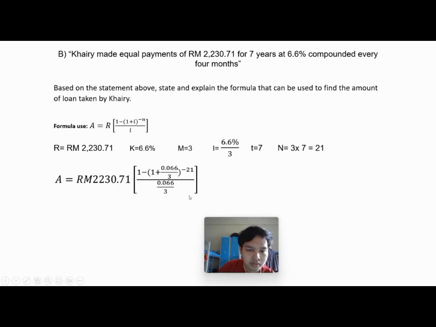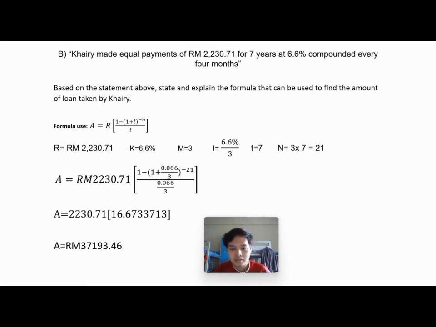Same as question A. Substitute all the items in this formula and settle this bracket first, and you multiply by this answer. You get the answer 37,193.56. This is the end of question 1. Let's move to the next.